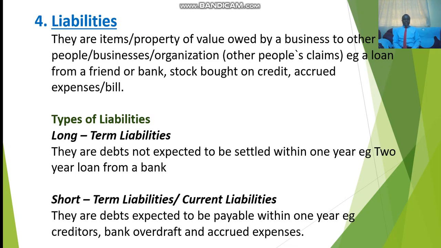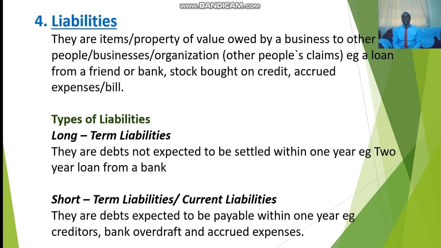Term number five, the liabilities. They are items of value owed by business to other businesses. For example, a loan from a friend or a bank, stock that is bought on credit, and accrued bills. There are two types of liabilities. We have long-term liabilities and short-term liabilities. The short-term liabilities are also called the current liabilities.